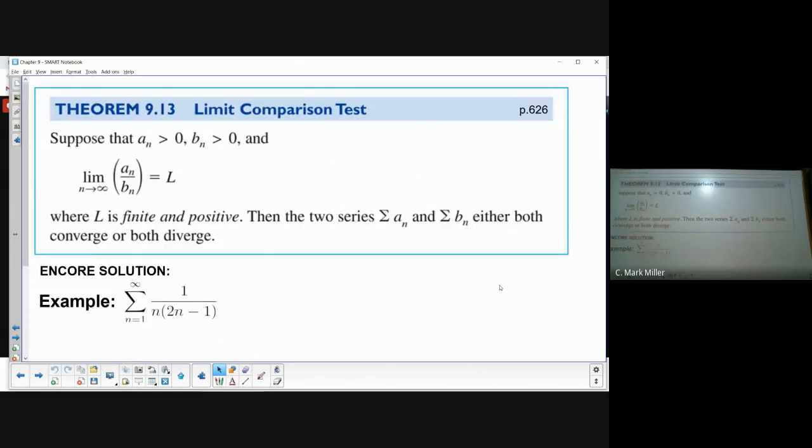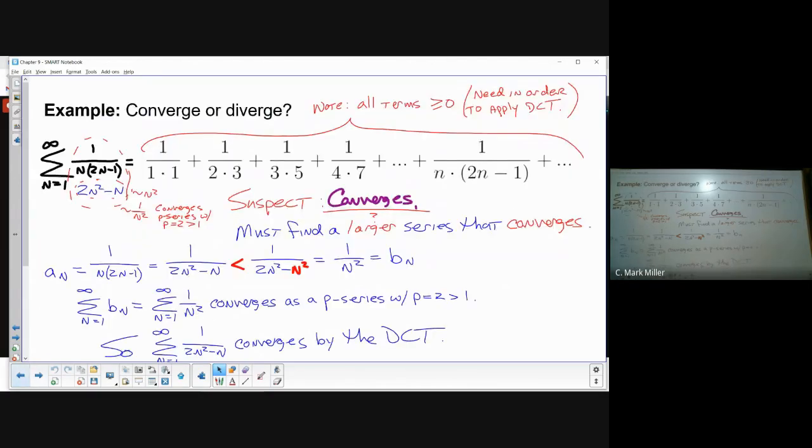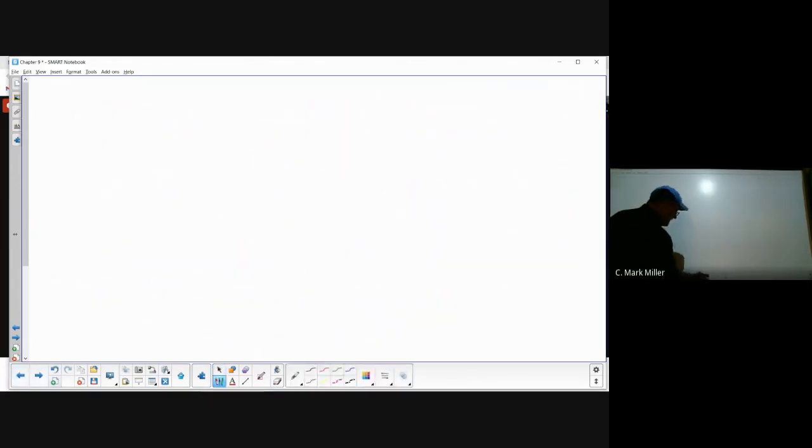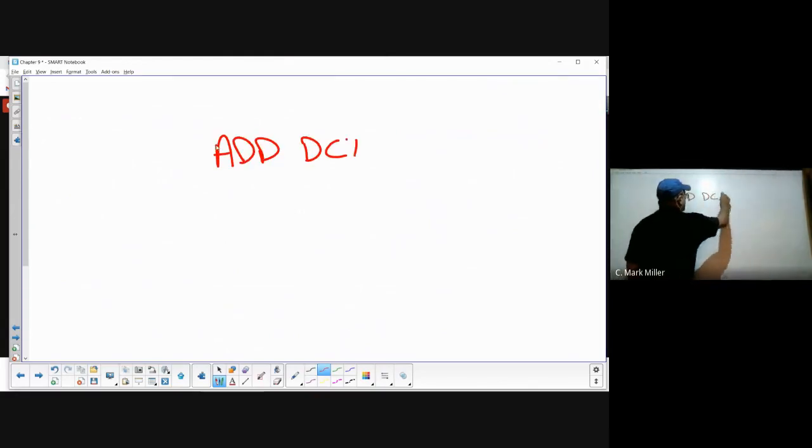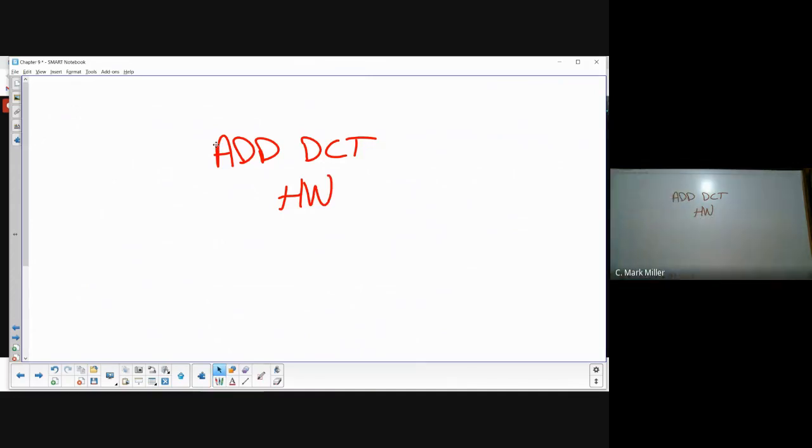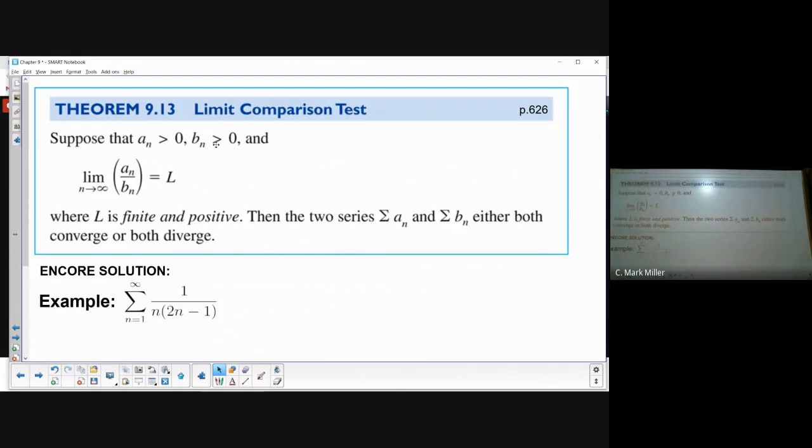Limit comparison test. This is a brand new test. I need to add some homework here. That's for me. When I do that, I'll send it to you. All right, limit comparison tests. This is the one that we just did down here. This is the problem, encore solution.